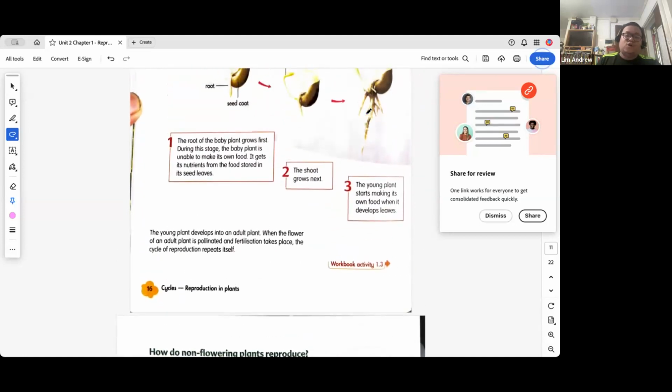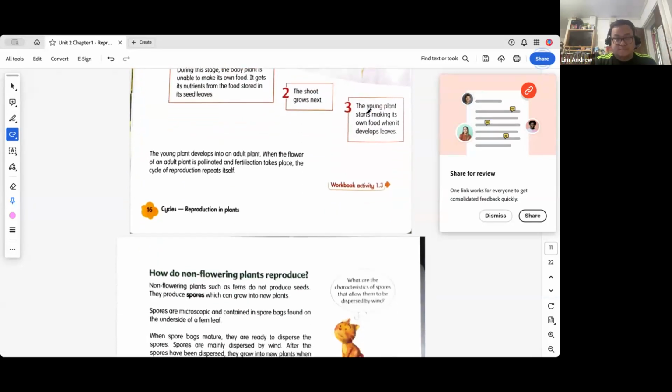So now we have just gone through how flowering plants reproduce through 4 different stages: pollination, fertilization, seed dispersal, and germination. What about those plants that do not have flowers? How do non-flowering plants reproduce?